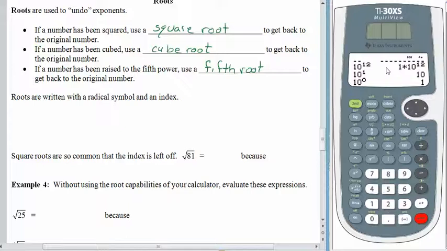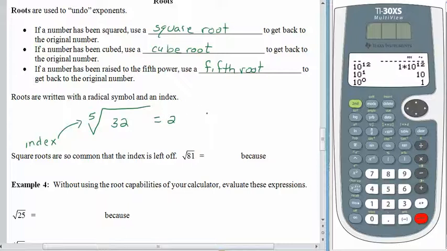Roots are written with a radical symbol and an index. A radical symbol looks like this. You might recognize this as a square root symbol, but it's the same one that's used for other types of roots as well. If we were talking about a 5th root, then we would put a little 5 right there in the crook. And this is called the index. The index tells us what type of root we are taking. So we need the 5th root of 32. The fifth root of 32, well, I'll tell you, it's equal to 2.